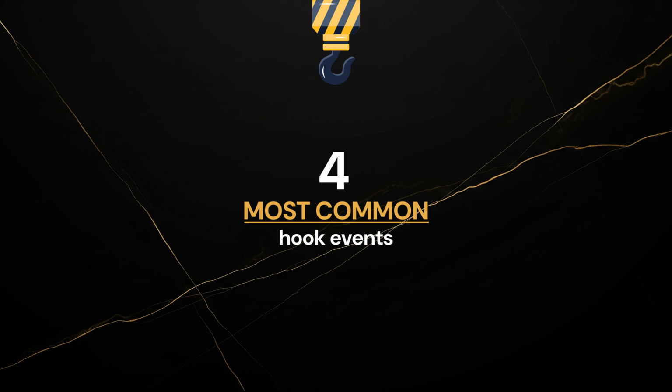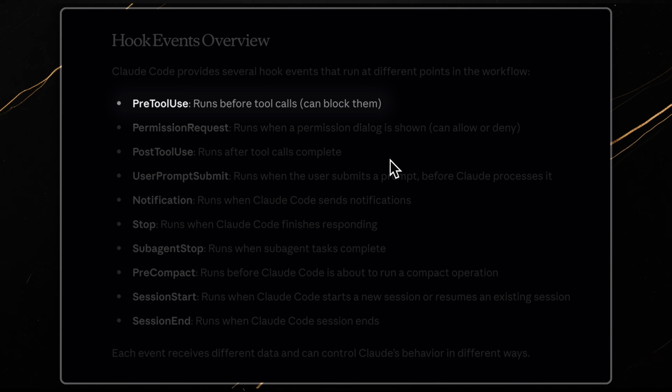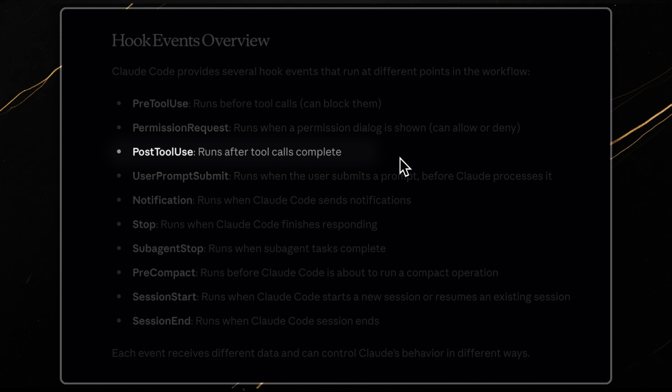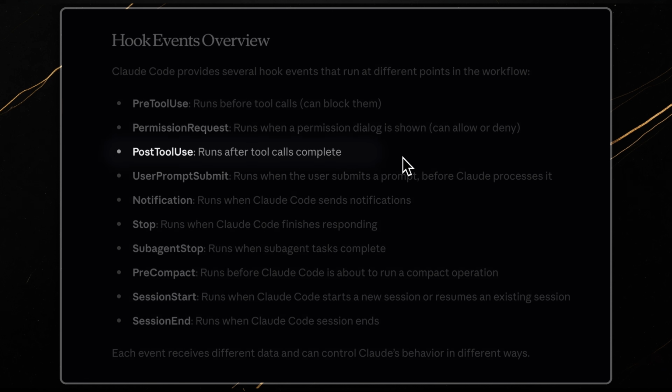There are 4 hook events. Pre-tool use runs before any tool executes. You can use this to block dangerous commands. Post-tool use runs after a tool completes. Perfect for auto-formatting code or logging actions.